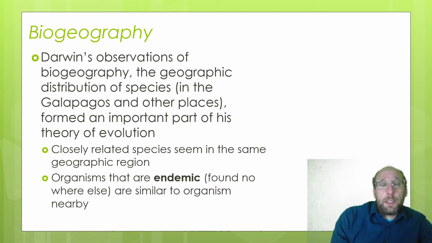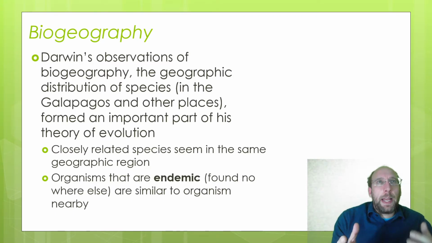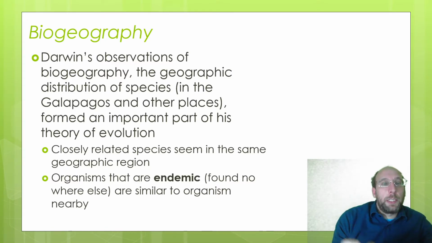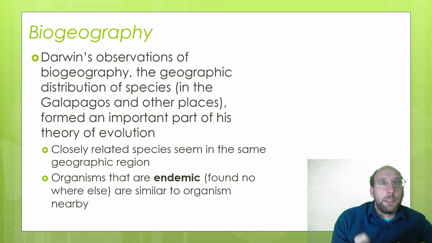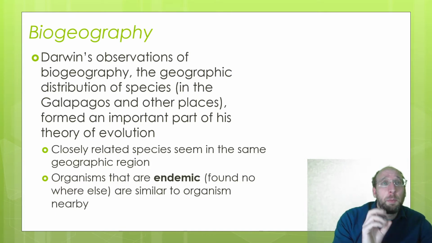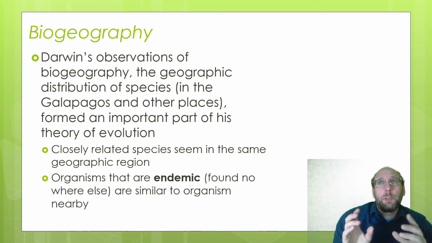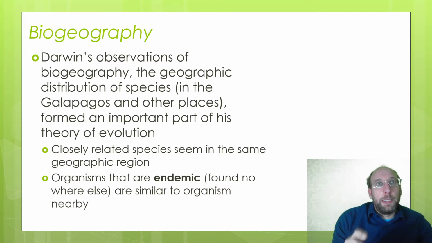Okay, the next piece of evidence that we use for evolution is biogeography. Biogeography means that we study organisms and where they live, and we look at how they're related to each other. Generally, organisms that live close to each other are more likely to be related to each other, and they're more likely to share similar homologous sequences. Organisms that are endemic, only found in one place, are going to be similar to organisms found somewhere nearby. For instance, the marine iguanas that live in the Galapagos are similar to the terrestrial iguanas that live in South America.